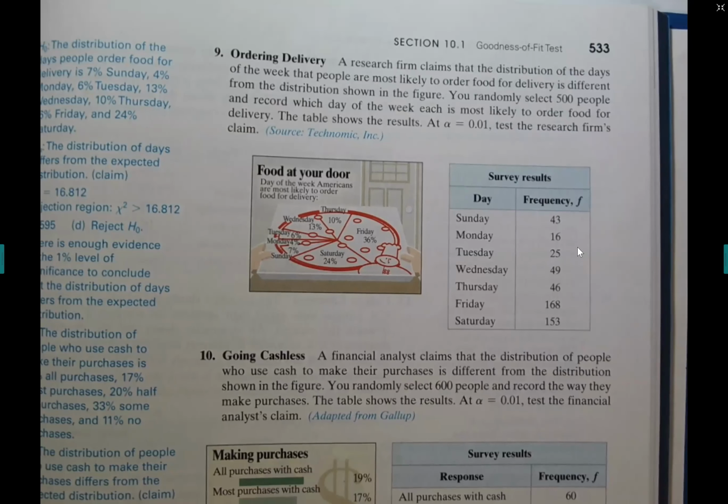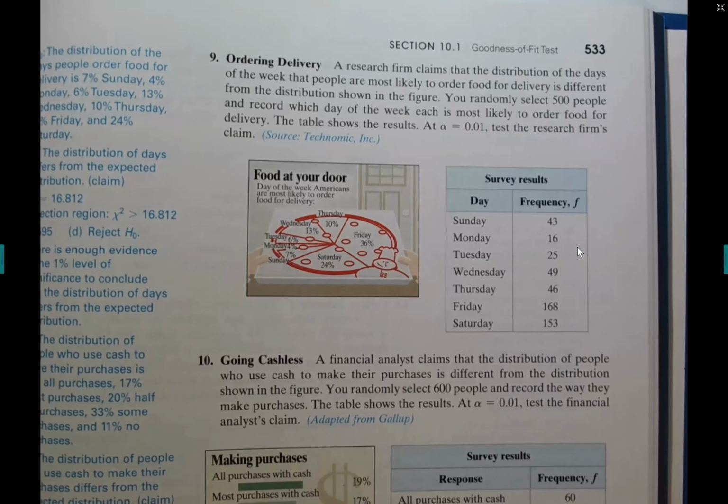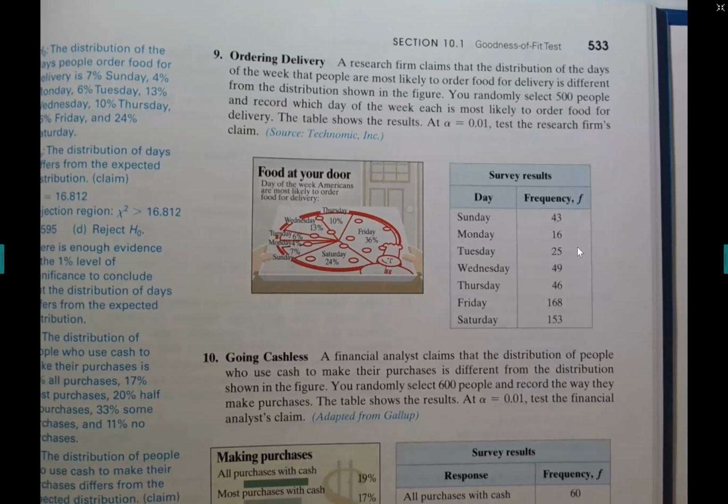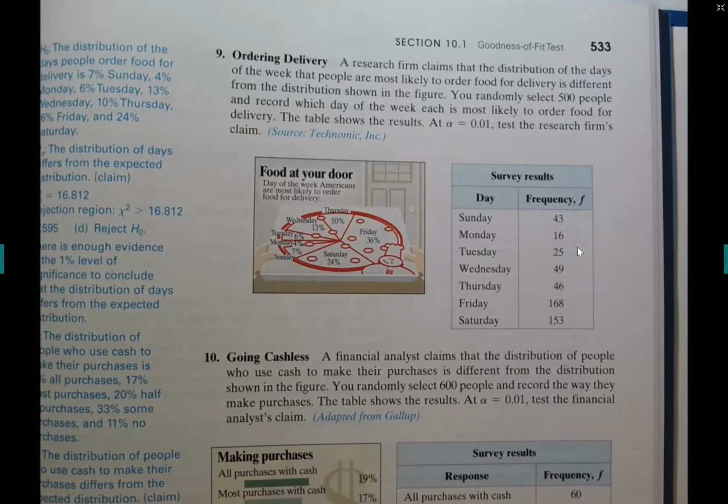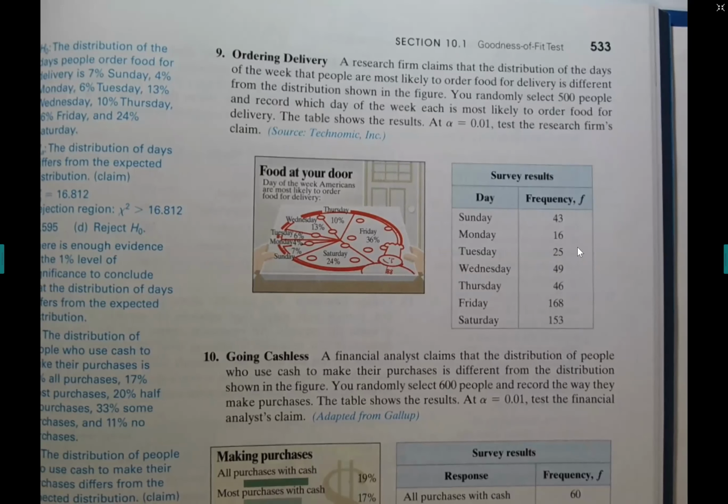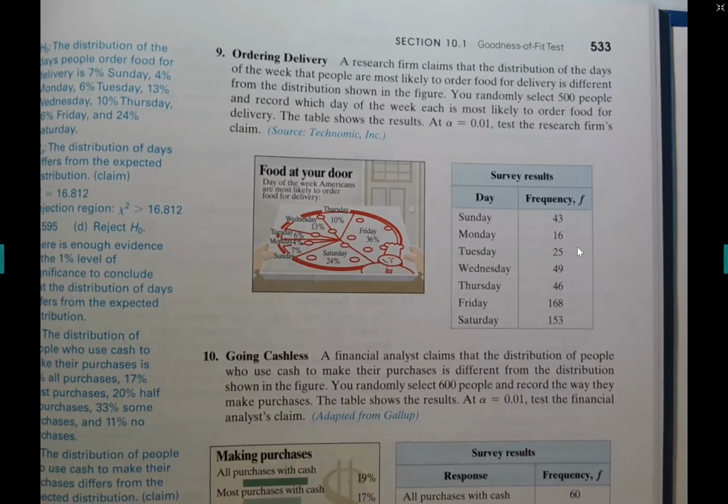Different from. So what do you think the claim is going to land in, guys, the null hypothesis or alternative hypothesis? Alternative, because different from the distribution given in the problem will always be alternative. You randomly select 500 people, so we already know the total, and record which day of the week each is most likely to order food for delivery.